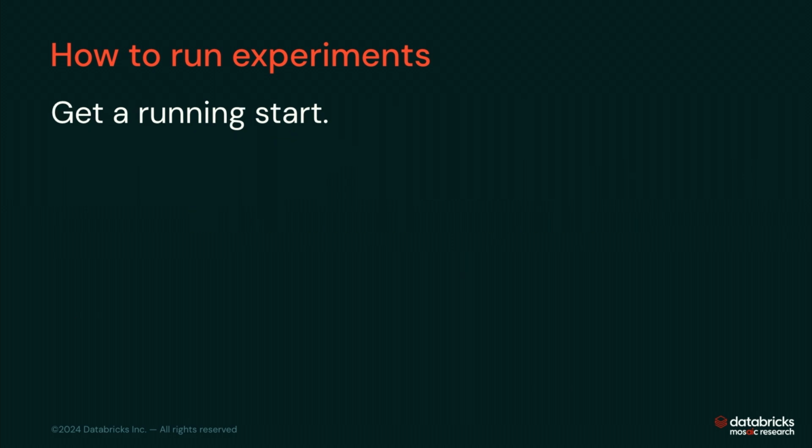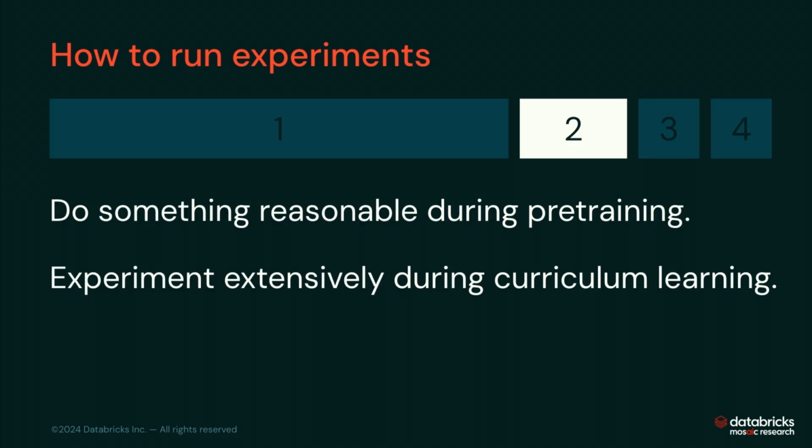So here's how I really recommend it. Get a running start. This is where curriculum learning shines. Do something reasonable during phase 1, during pre-training, and do your extensive experimentation during curriculum learning at smaller scales. Try out lots of different data sets, lots of different upsampling, and see what really helps the model during that last 10 to 30% of training, when you can afford to really iterate and where you've already got a pretty good model. Take Llama 2 7B and build on that and see what data makes the most sense.